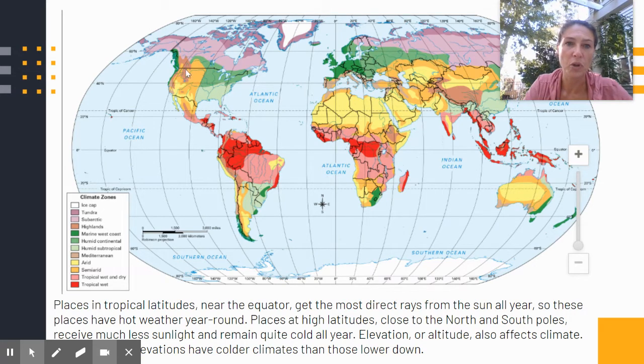If you know the weather in California, or your weather here in the Midwest, then you can see where some other places in the world have similar weather as we do.